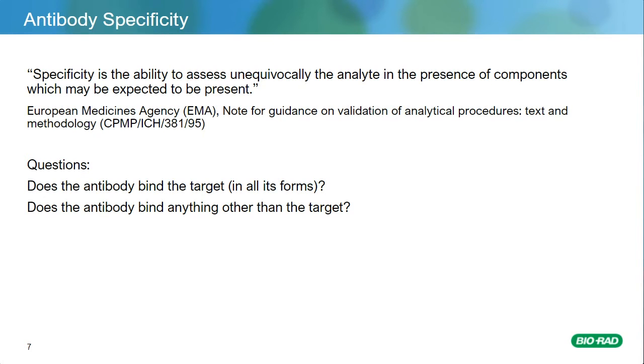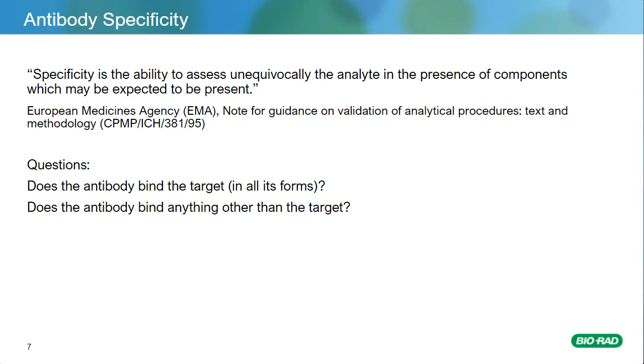So if we have a think about that, does the antibody bind the target? And if the target exists in multiple forms, are we looking to measure one of those forms? Are we looking for a cross-specific antibody that recognizes all of the forms that the analyte can be present at? And because the analyte is probably going to be present in a complex matrix, such as human serum, does the antibody bind anything else that we could expect to be present in that matrix that might be very close in terms of homology to the target analyte?